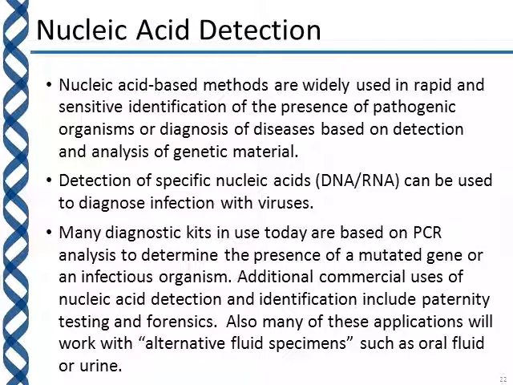Nucleic acid-based methods are widely used in rapid and sensitive identification of the presence of pathogenic organisms or for the diagnosis of disease based on detection and analysis of genetic material. The detection of specific nucleic acids, which can be either DNA or RNA, can be used to diagnose infections with viruses. Many diagnostic kits in use today are based on PCR analysis to determine the presence of a mutated gene or an infectious organism.